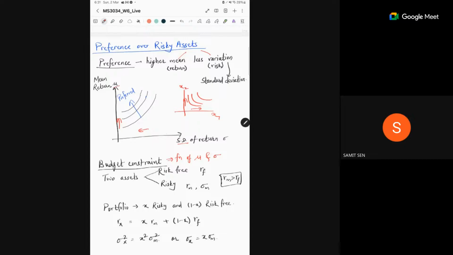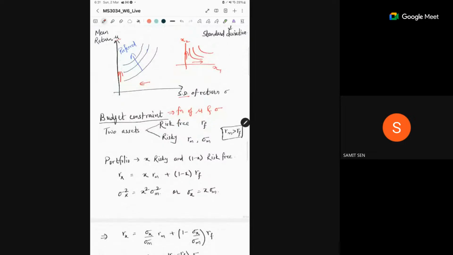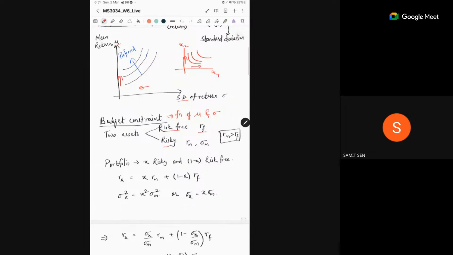Sigma means the standard deviation, or the variation. For example, if I am deciding about investing in two types of asset, one is risky and another is risk free. Risk free means you will have a certain return, which we represent by Rf, the risk-free return. Now there is another asset which is risky, which has mean return of Rm and standard deviation of sigma m. And as you know, high risk, high return, that means Rm would be greater than Rf.